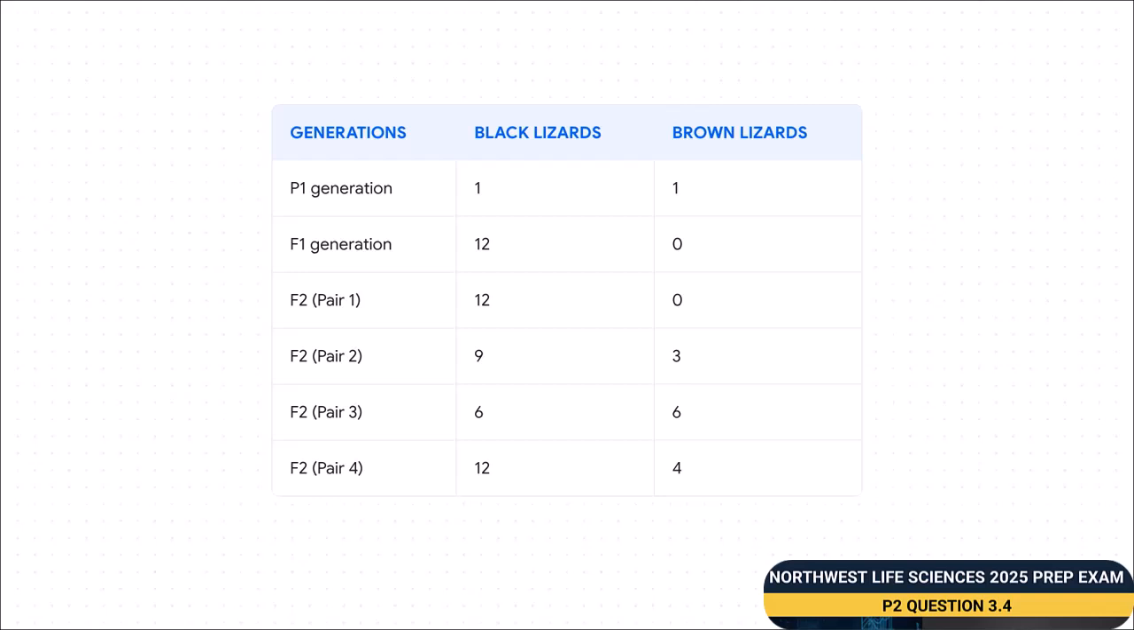What we're looking at are the results from crossing purebred black and brown lizards. You can see the P1 generation, that's the parents, then their kids in the F1 generation, and then the grandkids in the F2 generation, which is split into 4 different breeding pairs. Basically, everything we need is hiding in plain sight, right here in this table.